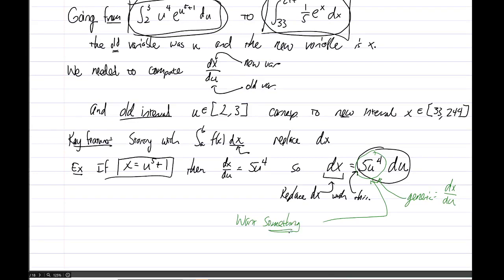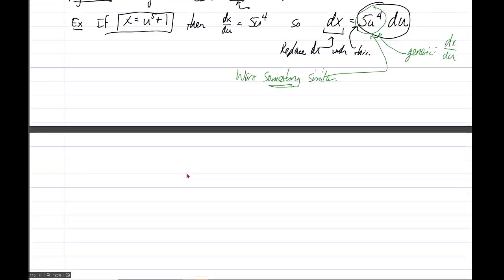We want something that's going to be similar or plays the same role as this dx over du does. So in this example, 5u to the fourth, generically dx over du, but what's going to play that role for a double integral?